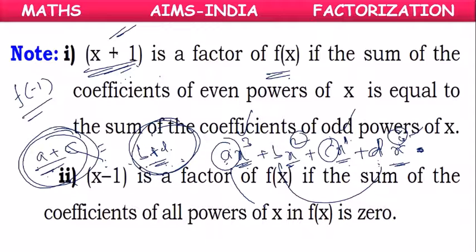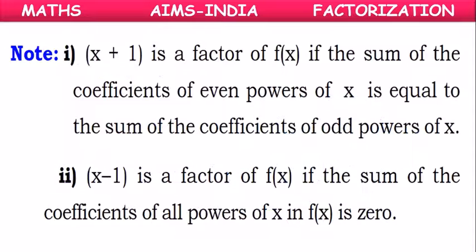So just one after another we have to add. First we have to take a, we have to leave this one, and we have to add c, we have to leave this one. Like this. If you add these two and these two, if the sum is equal, then x plus 1 is a factor.